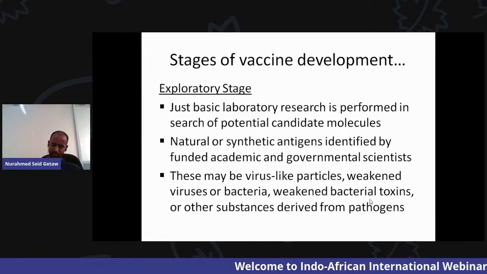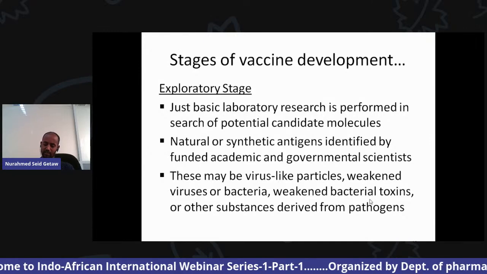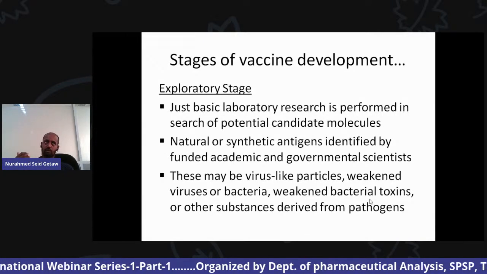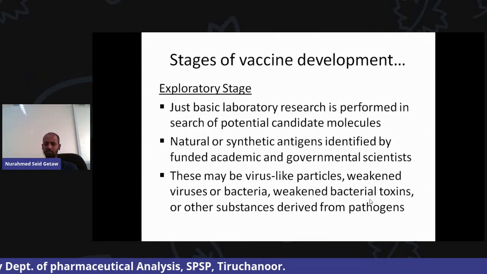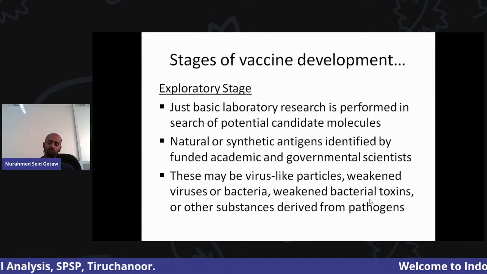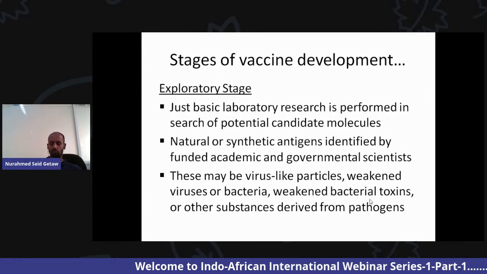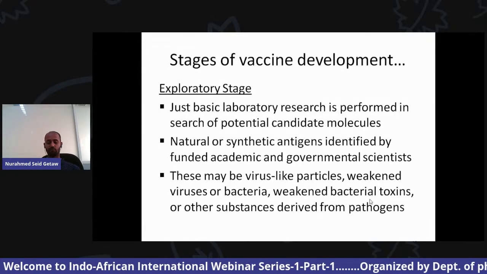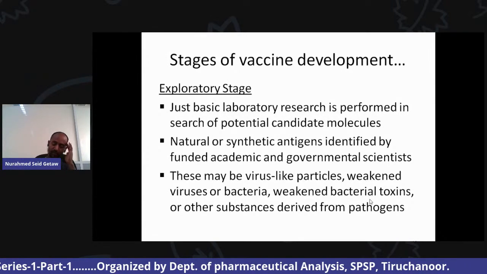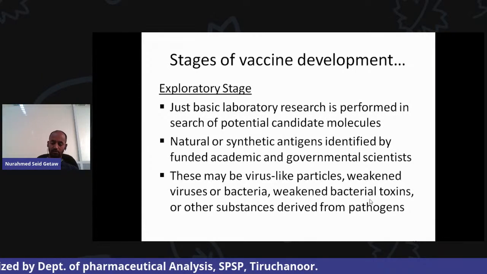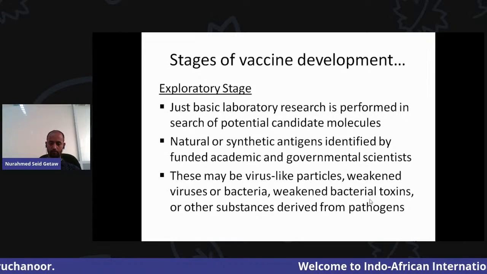The first one is the exploratory stage in vaccine development. At this stage, it's practically basic level research conducted in different academic and scientific laboratories. It may be a governmental or private institution providing the establishments, the laboratories, and the like. Individual scientists may perform basic level research to try to find some promising compounds as initial inputs into the pipeline.